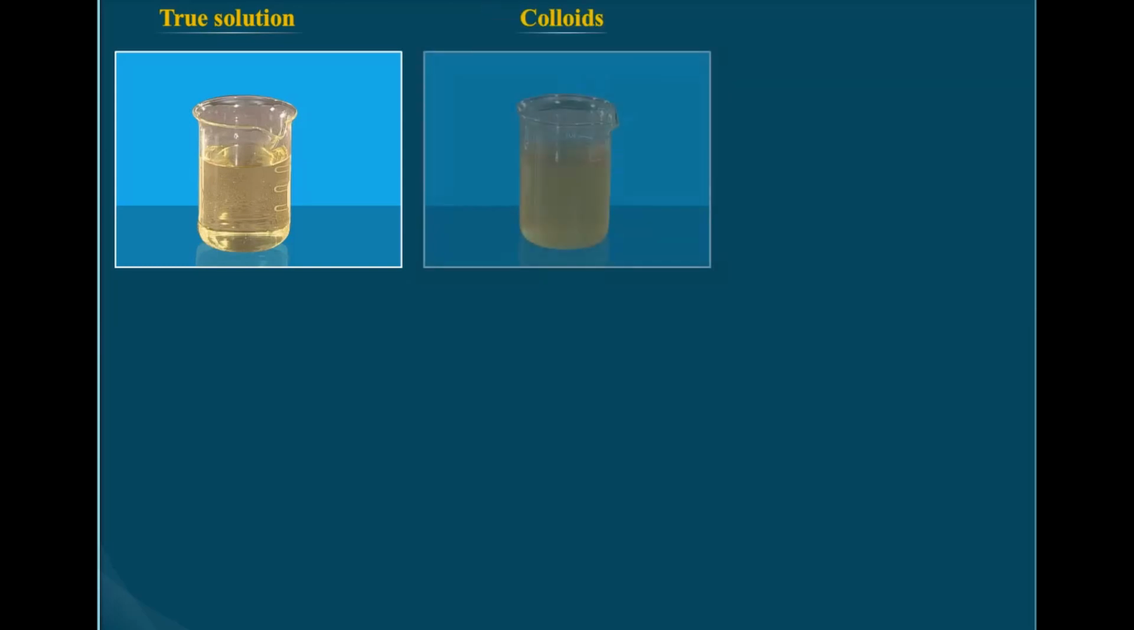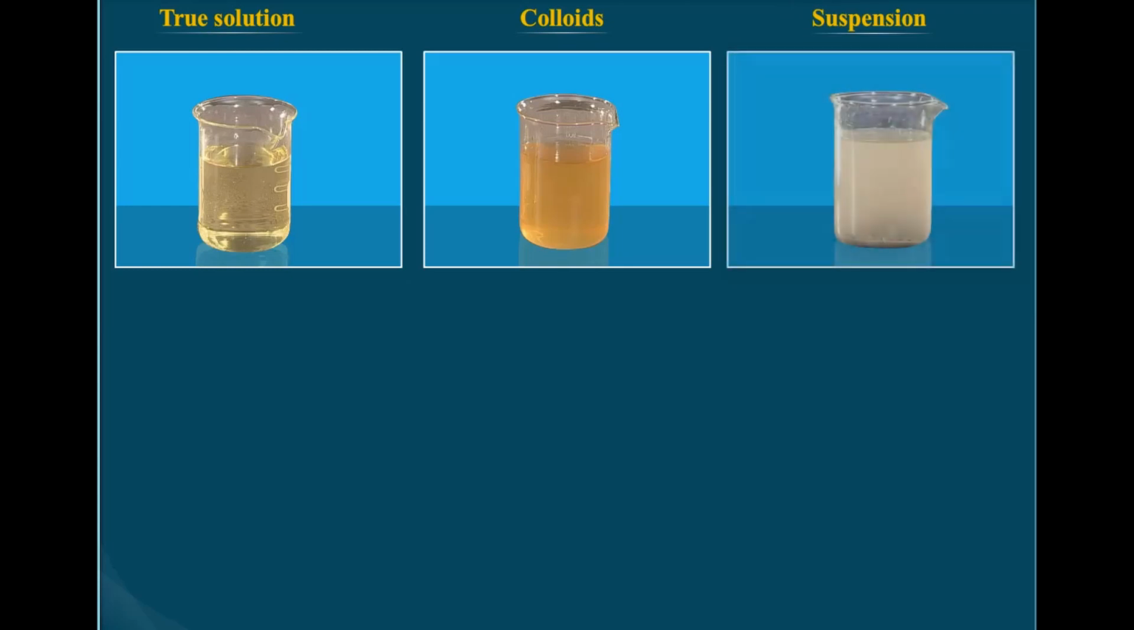Between the two extremes of suspensions and solutions, we come across a large group of systems called colloidal dispersions, or simply colloids. So in this part, we'll be discussing what a colloid is. Before that, true solutions. A picture of a true solution is given. Next is that of a colloid, and the last one is that of a suspension.